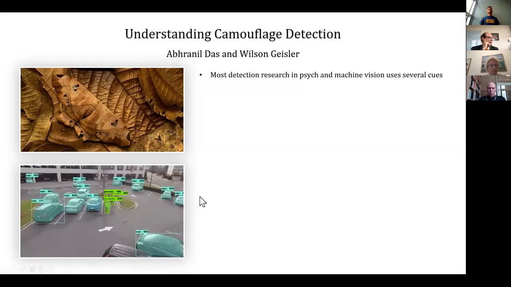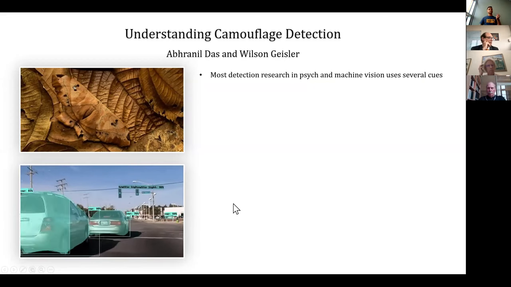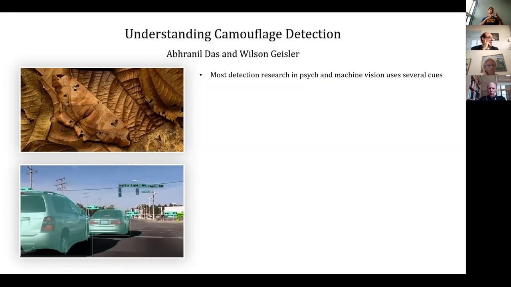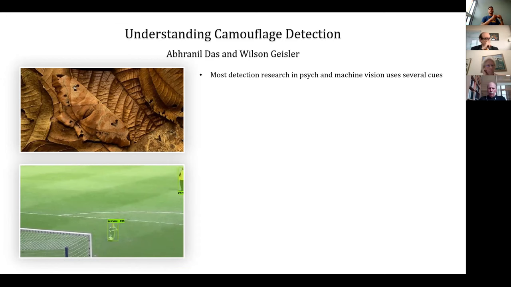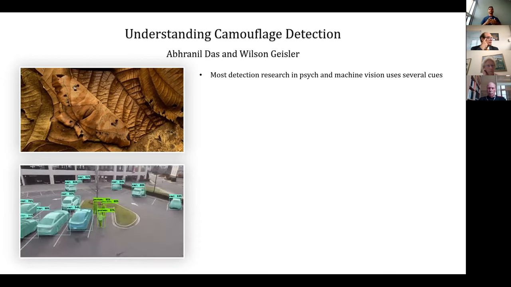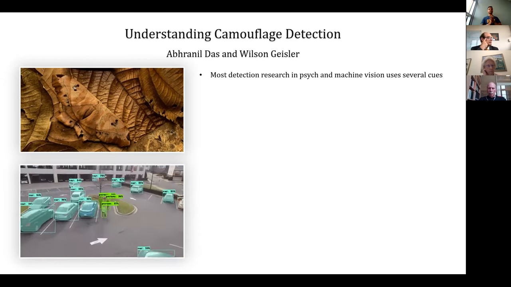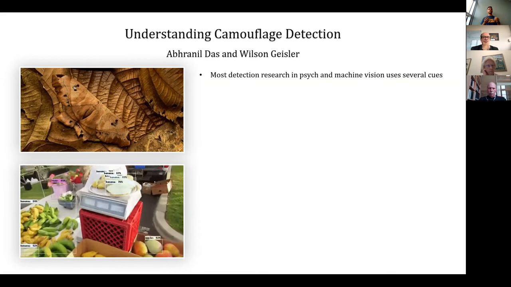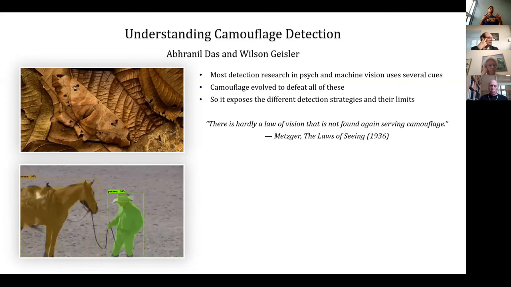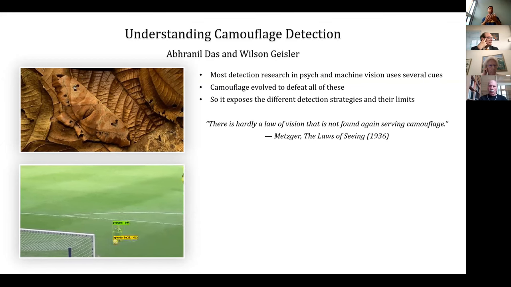However, camouflage is interesting because it evolved to deliberately defeat this kind of detection using different cues. It is a result of a kind of arms race between the animal that's trying to camouflage itself and the detection mechanisms of its predators and prey. So the phenomenon of camouflage exists at the limit of detection. And so what it does, interestingly, is expose many of the different detection strategies that exist in biological visual systems and define their limits.